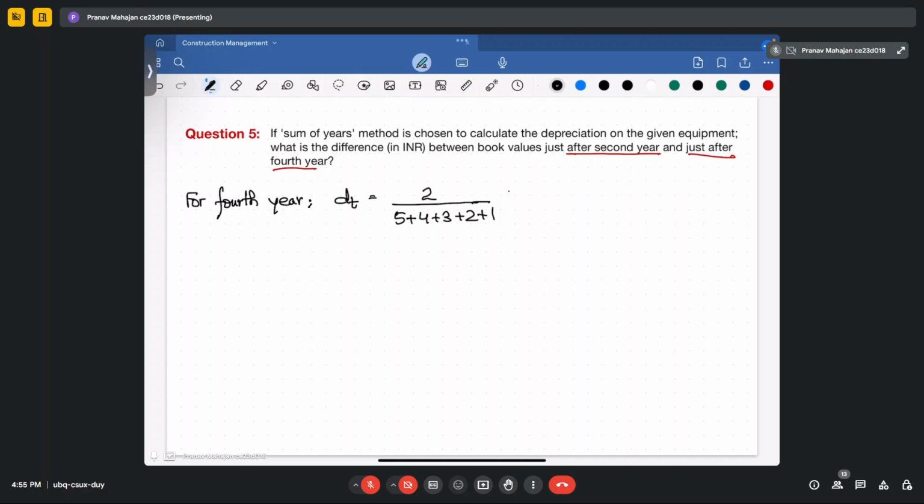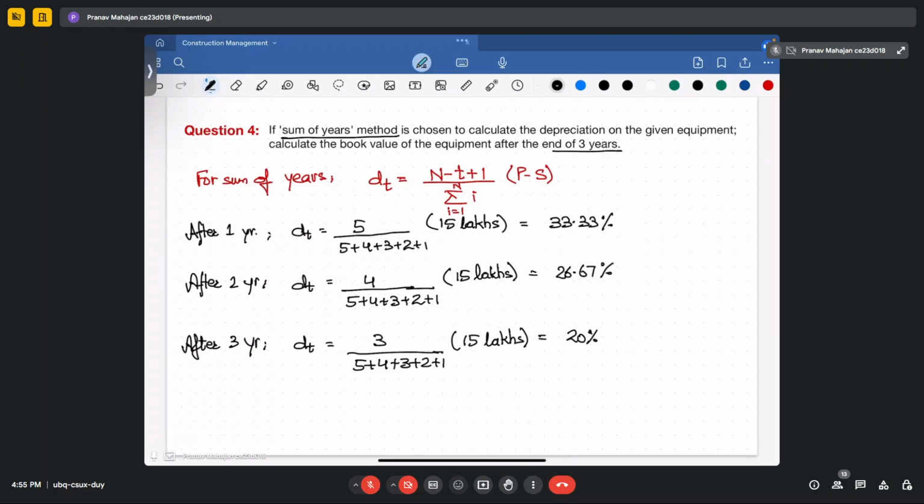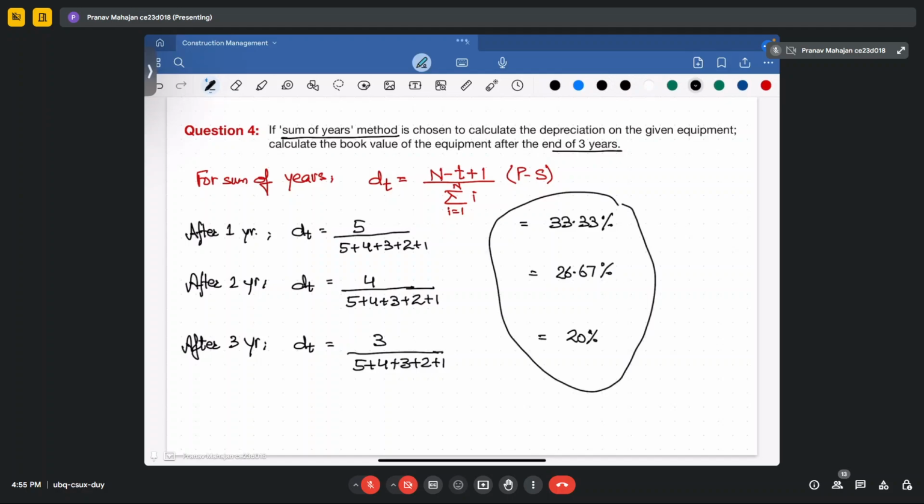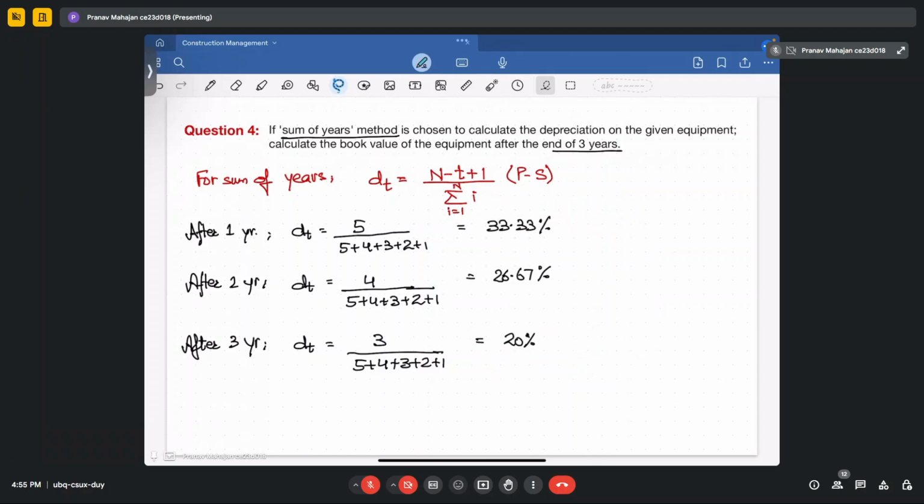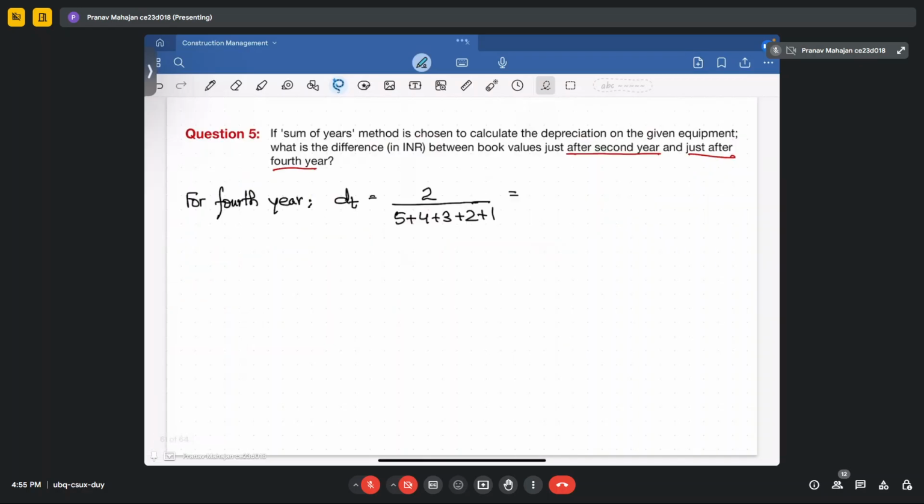Okay, that becomes, I think these are the percentages, so we should not take 5 upon, yeah, these are percentages. So we should not take that into account, because I am taking only the percentage depreciation amounts. So that percentage depreciation will be like this. This percentage depreciation comes out to be 13.33%.